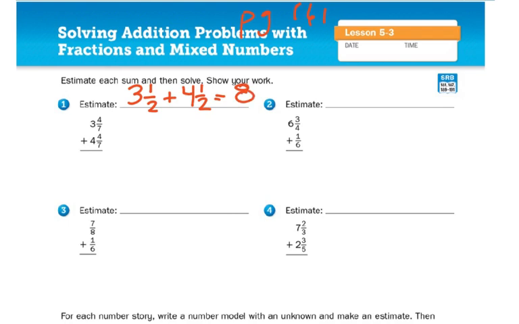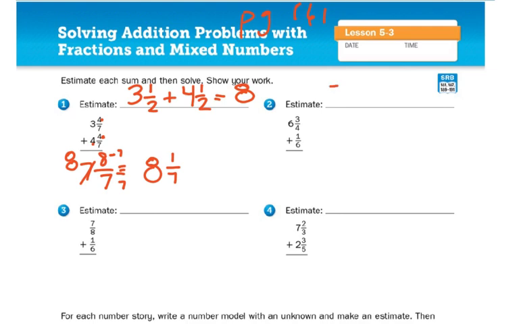Now let's actually go ahead and add. 4 and 4 is 8, 8/7. And 3 plus 4 is 7, but let's change that to no longer be an improper fraction. So I'm going to take 7/7 from that and add that whole number to the 7 to get 8. And I'm left with 1/7. 8 and 1/7.